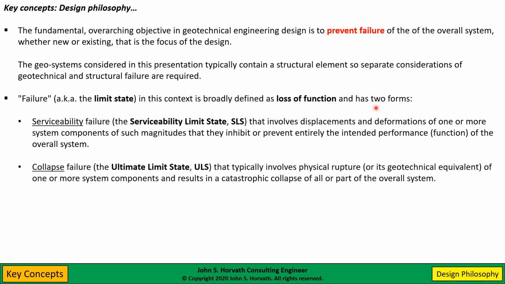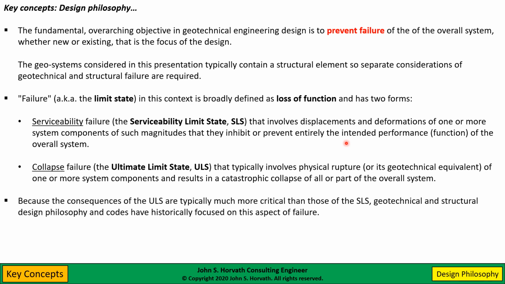And then we have the ultimate limit state that typically involves a physical rupture or its geotechnical equivalent. We know that coarse soil does not fail in the traditional way that solid materials fail. Rather, we develop a failure surface within the soil. But the ultimate limit state involves physical rupture or its geotechnical equivalent of one or more system components, and this then results in a catastrophic collapse of all or part of the overall system.